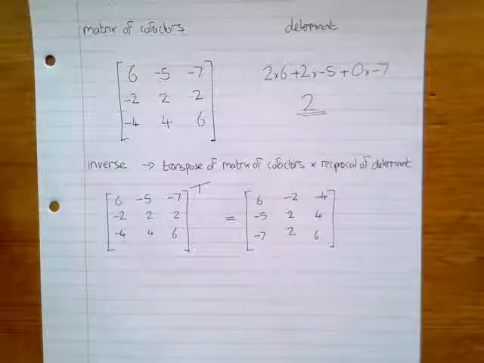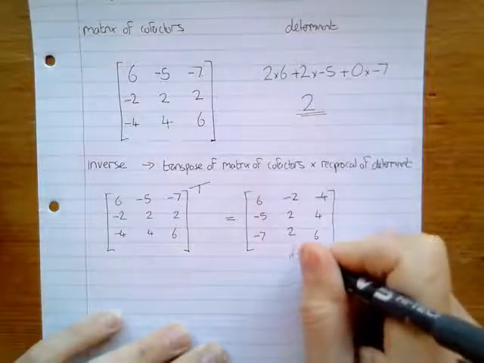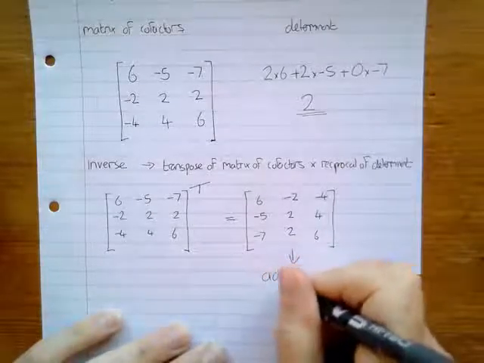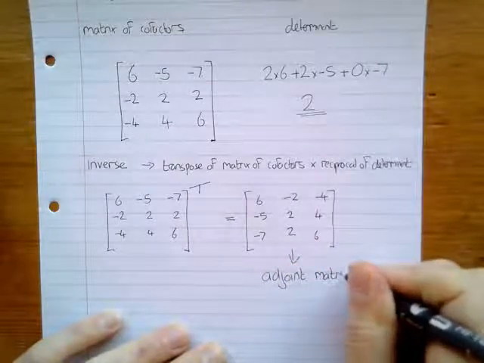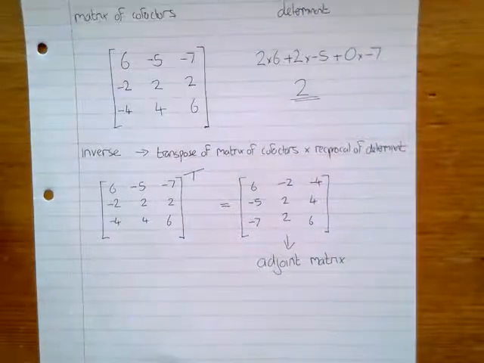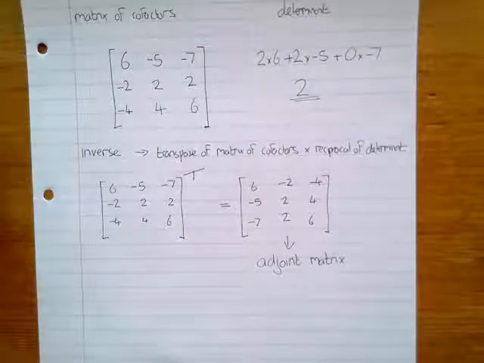And that there is called the transpose of the matrix of cofactors. It actually has a name. This is called the adjoint matrix. I don't know why, but it is. Okay, it's called the adjoint matrix.